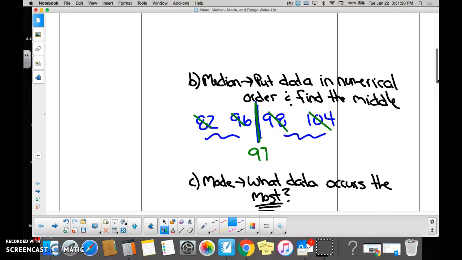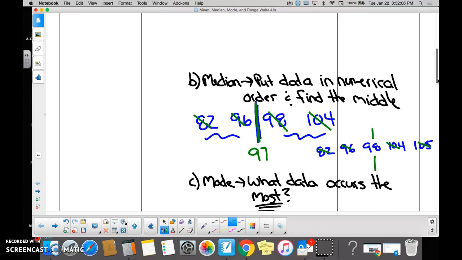It is the number 97. That is the median. If we added, just for fun, another piece of data, if I added a 5th piece of data, so let's say Mrs. McKeever had an 82, a 96, a 98, a 104, and then she bowled one more game and got a 105. Again, I have all of my data in numerical order. I'll cross off from the ends going in. My middle piece of data is what's left over after I cross off each of the pieces on the left and the right. So my median now becomes 98.